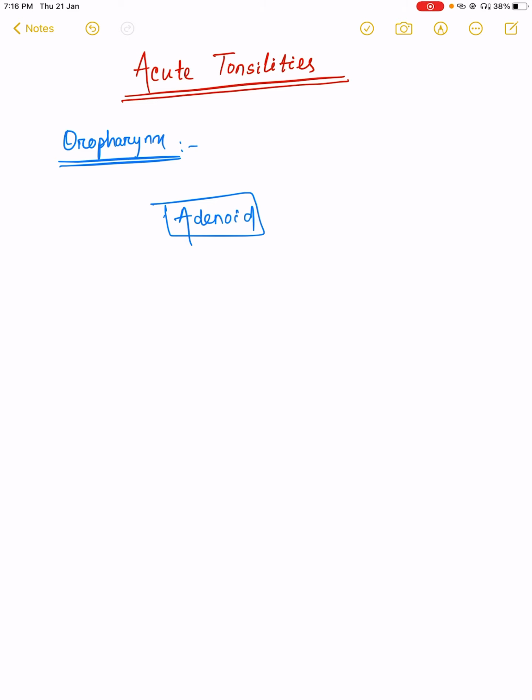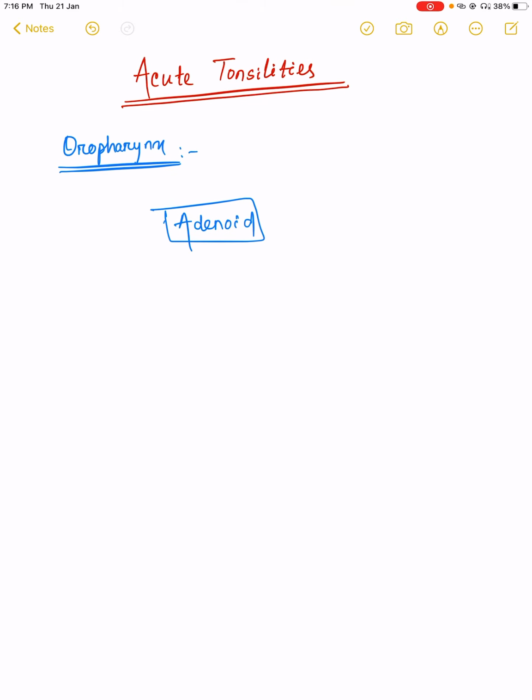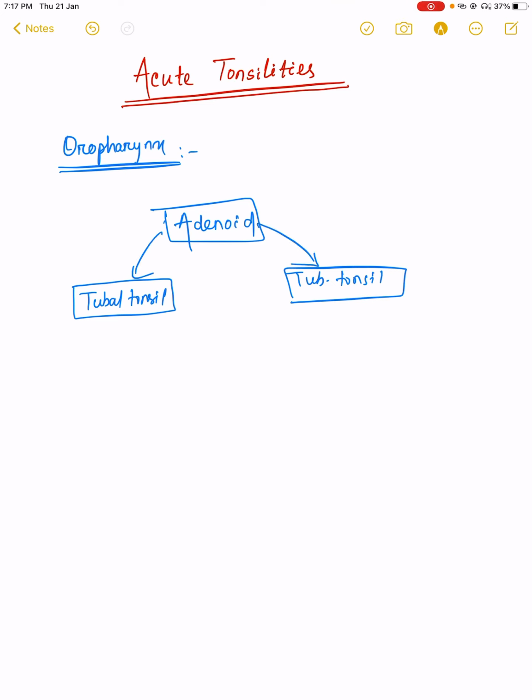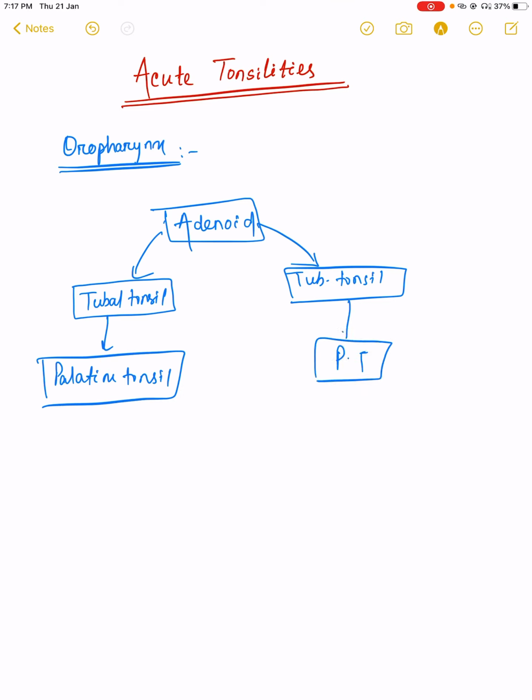Then the dual tubal tonsil, just above the eustachian tube, okay. Then comes your palatine tonsil. The palatine tonsil is present in the palate region, the soft palate region. Then comes your lingual tonsil in the tongue.